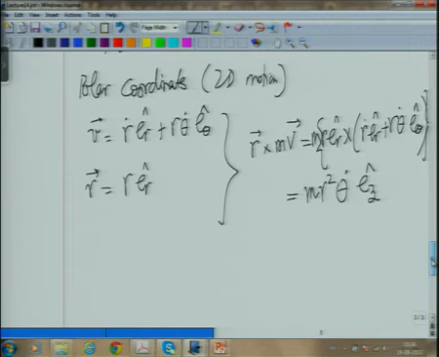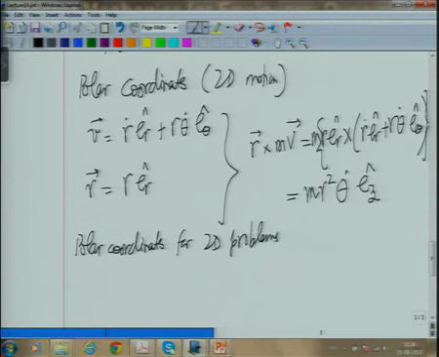So what we have is, in polar coordinates for 2D problems, h about O is nothing but m r square theta dot. Okay.